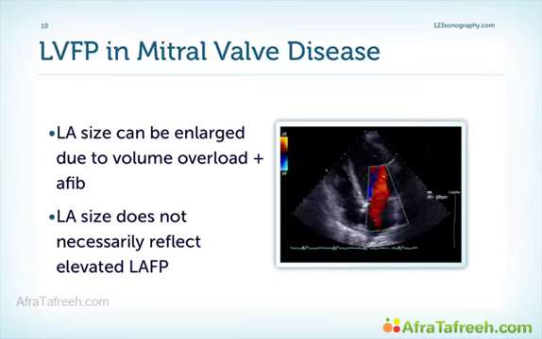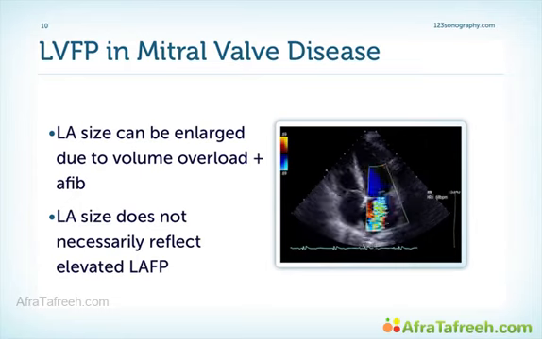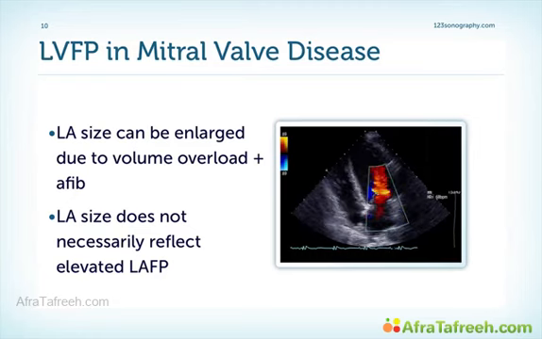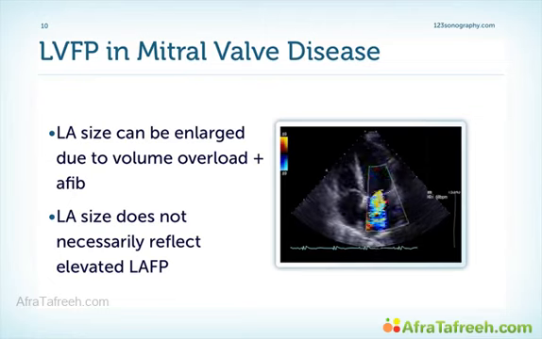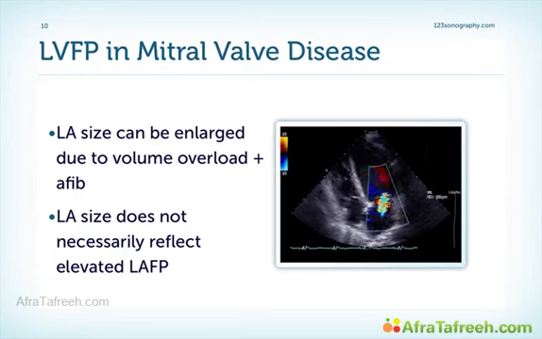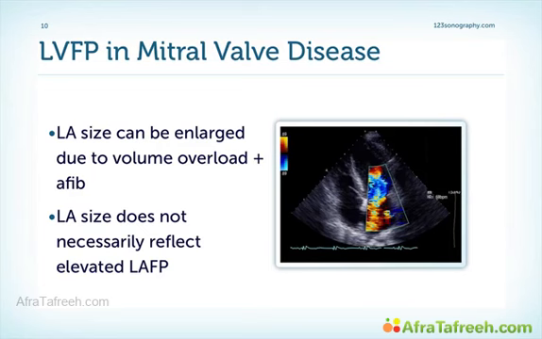What about left ventricular filling pressure and mitral valve disease? Can we estimate left ventricular filling pressure? Well, the left atrium is not a very good parameter, since it can be enlarged simply because of volume overload of the left atrium or because the patient has atrial fibrillation. So the left atrial size does not necessarily reflect elevated left ventricular filling pressure.